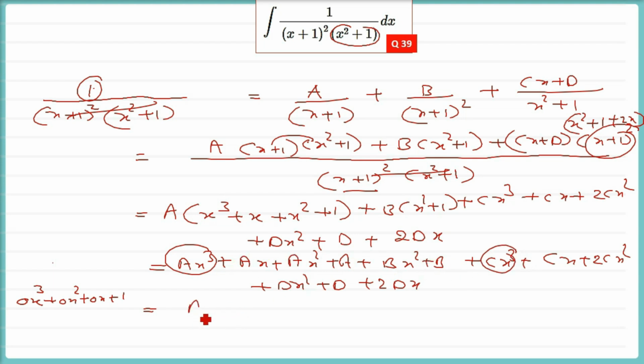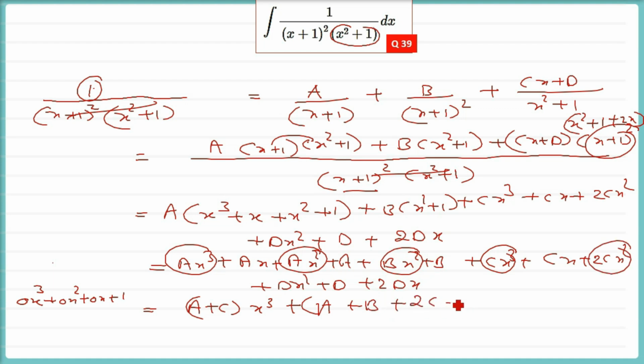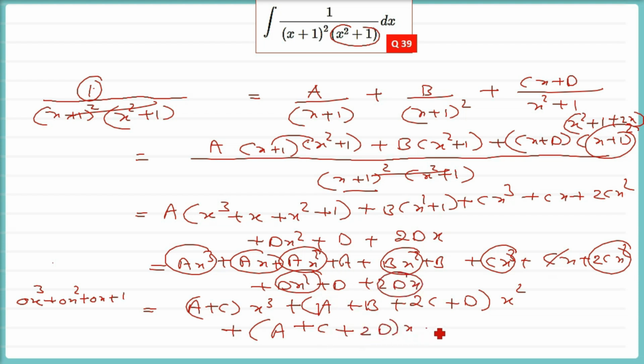So now combine these similar terms, that is all the terms along with x cube. So a plus c, x cube, first will come. Then we have ax square and then bx square. So a plus b, with x square we have 2c. Then we have d, so x square. Now take the x term. So we have ax, cx and 2dx. So this will become a plus c plus 2d along with an x. Now take the constants a, b and d. So a plus b plus d.